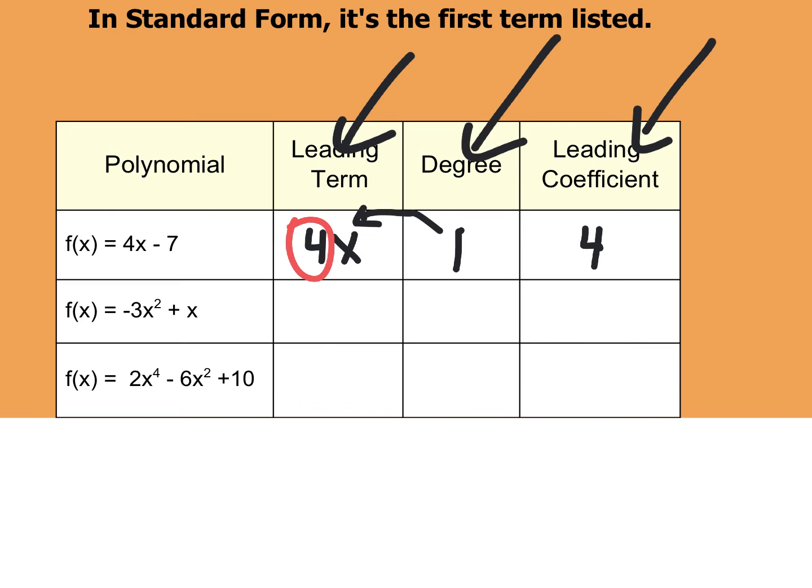Okay, what's the leading term on the next one? Negative 3x squared. Would you please answer the other 2 things? And then answer all 3 of them for this one. You can do it. I'll pause for a second. You fill out the rest of that chart. Now you get what it's doing.